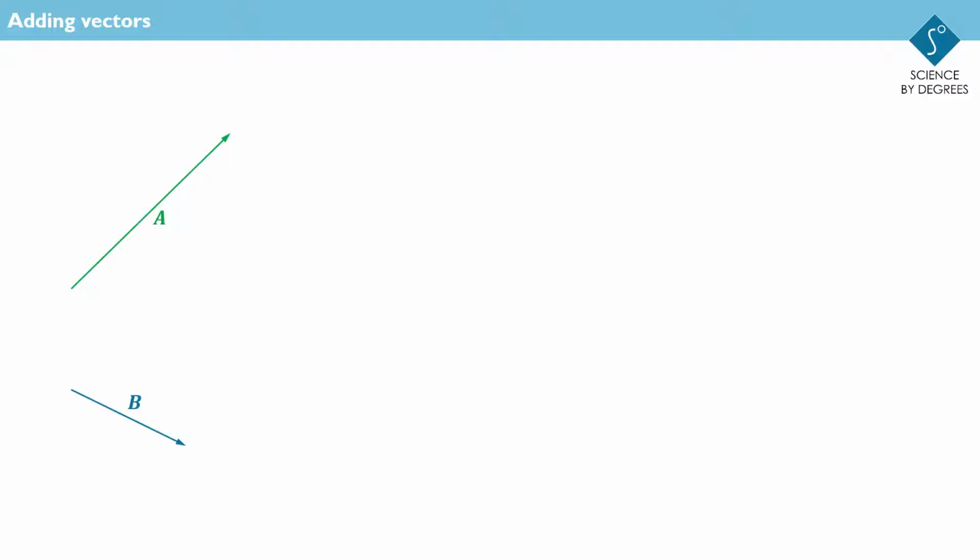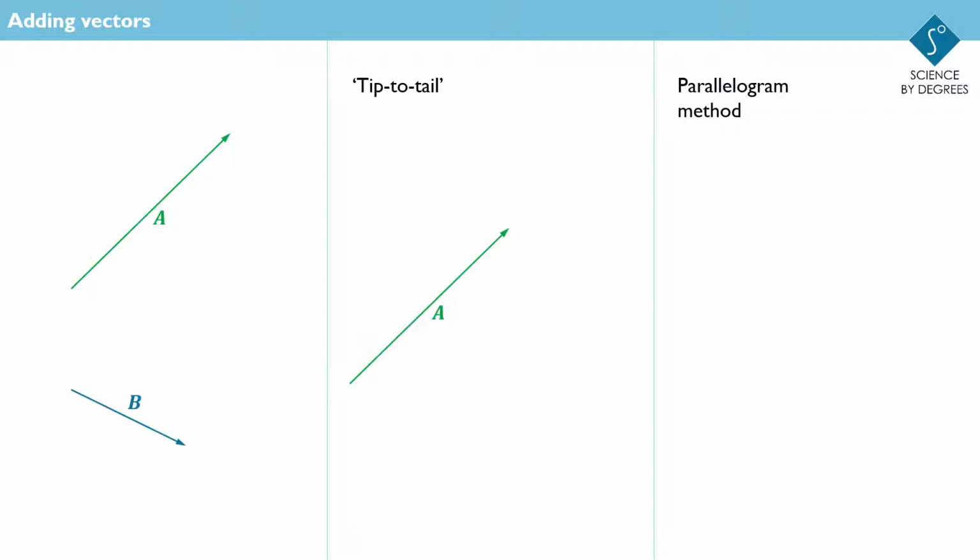We can add these vectors together, and there are two useful ways to visualise doing so, the tip-to-tail method and the parallelogram method. In the tip-to-tail method, we pick up one of the vectors and put its tail on the tip of the other. Then replace the two arrows in sequence with a single arrow. That single arrow is the composite vector A plus B.